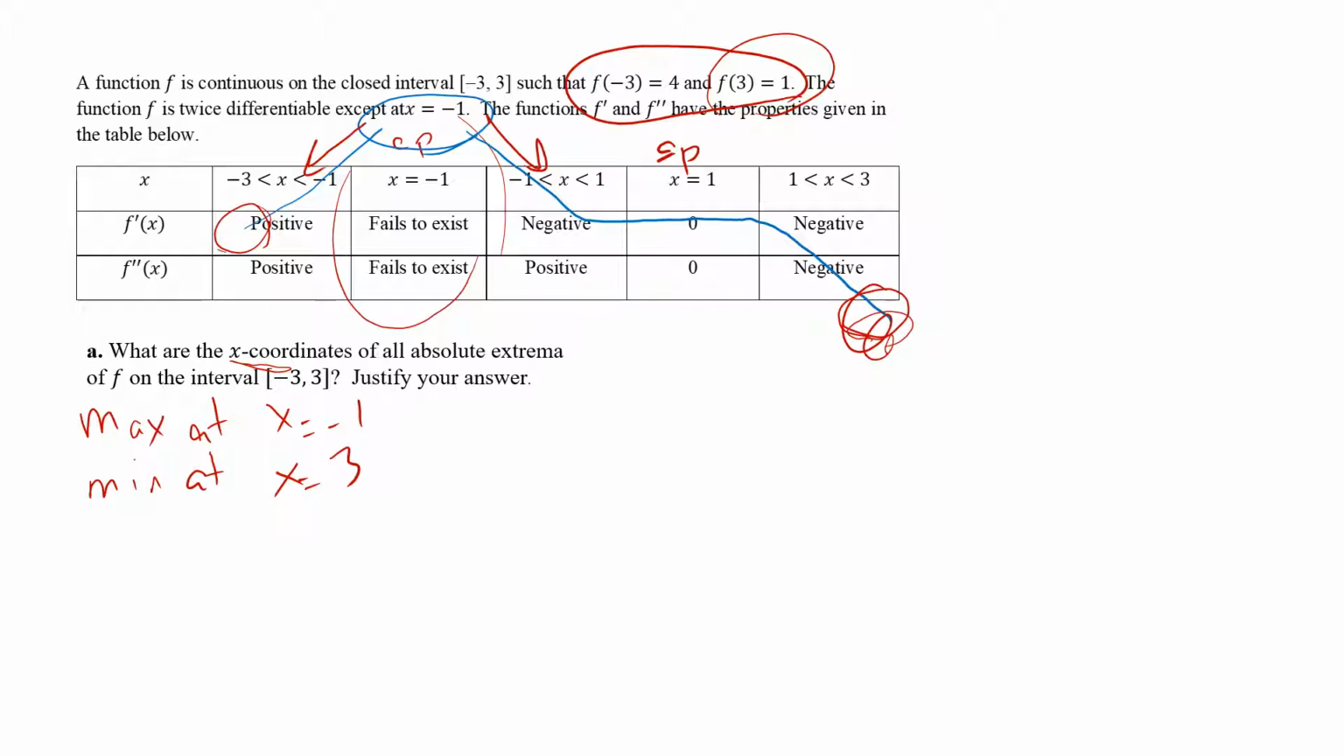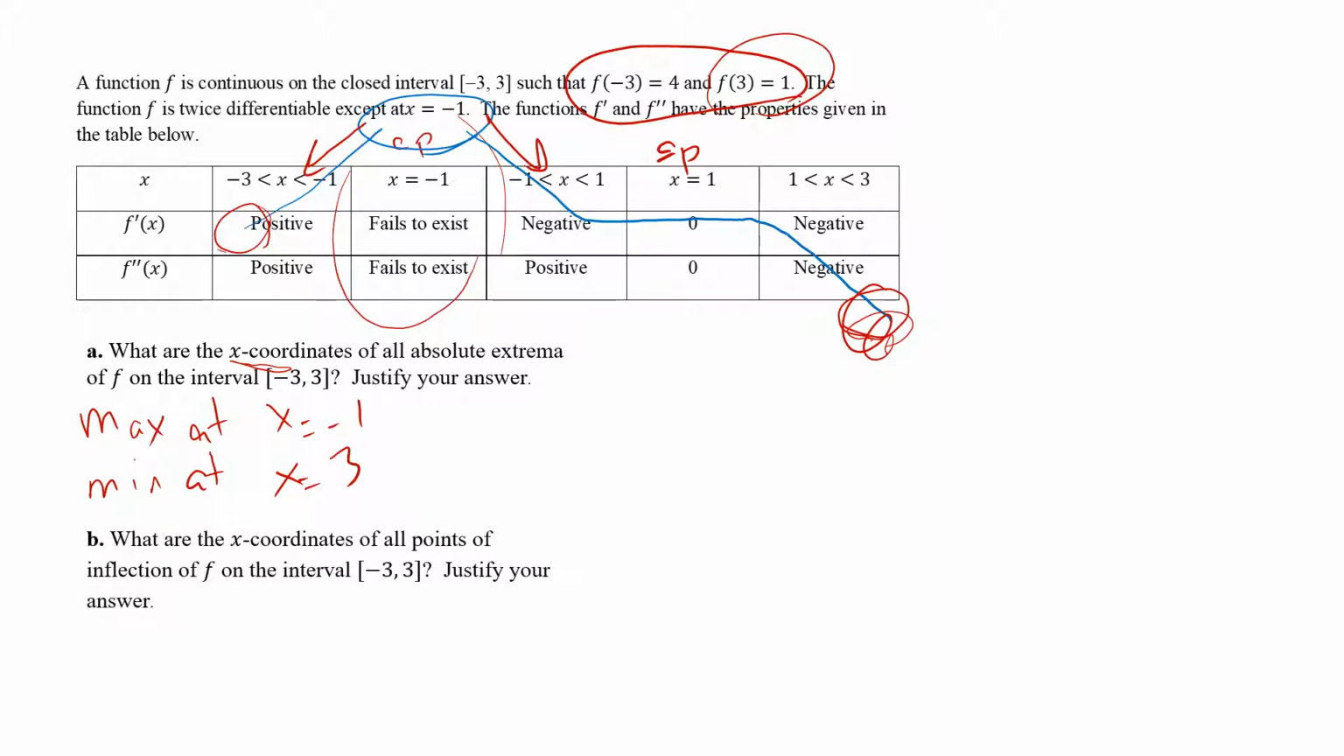Justifying your answer would be writing down some of that thought process. The only maximum, or we're going up to get to it and then down all the way to the end. So x equals -1 has to be where the maximum's at. And then the minimum, in this case, has to be at an endpoint because we're going down to get to each endpoint. And f of 3 is the lower of the two endpoints.